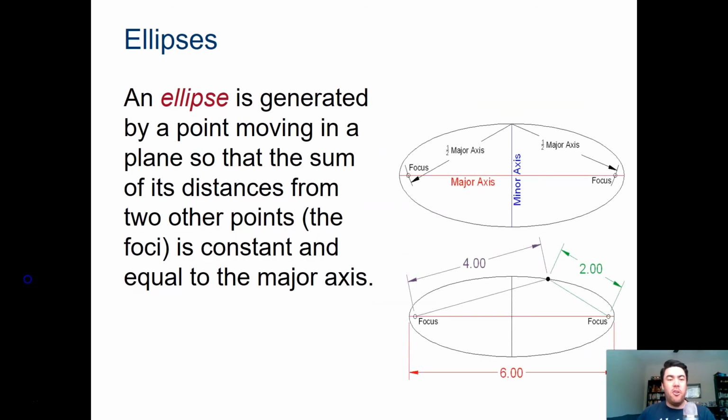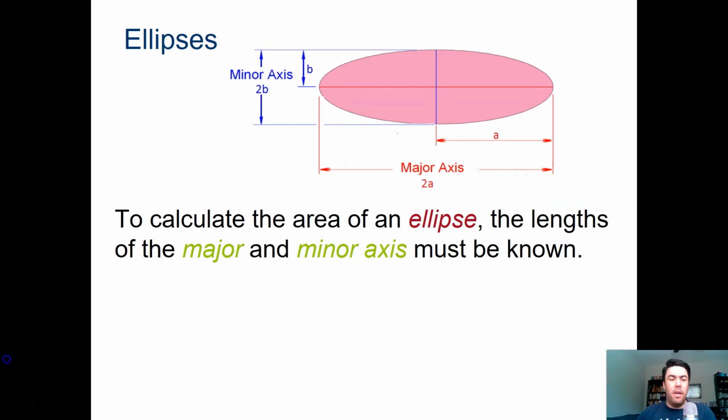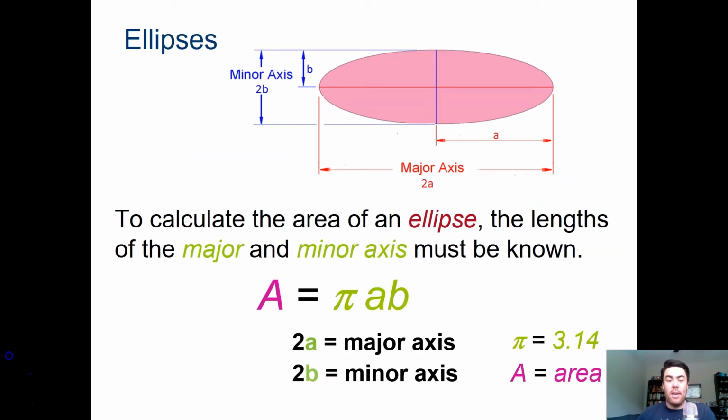An ellipse is generated by a point moving in a plane so that the sum of its distances from two other points, called the foci, is constant and equal to the major axis. To calculate the area of an ellipse, the lengths of the major and minor axes must be known. The area is pi times a times b, where a is the major axis divided by 2, b is the minor axis divided by 2, and pi, again, is 3.14.